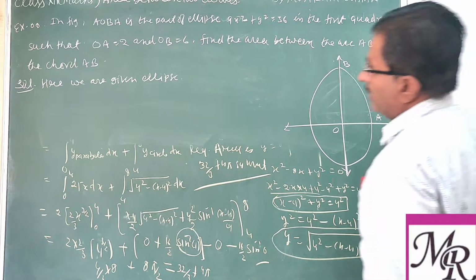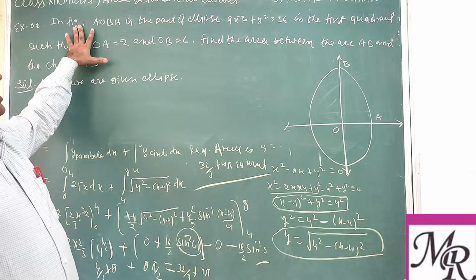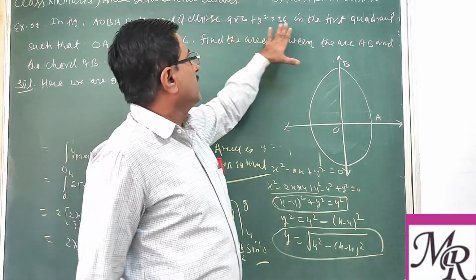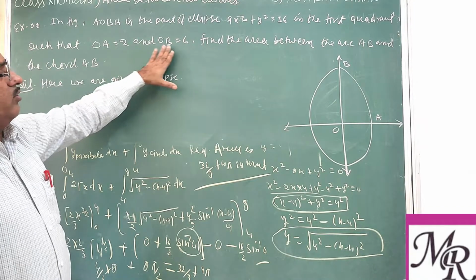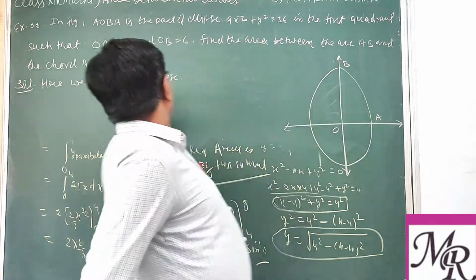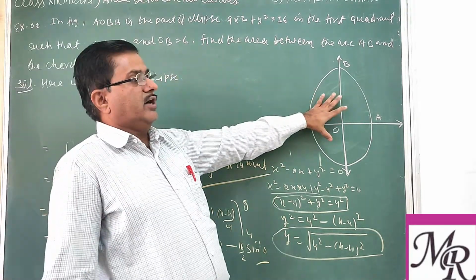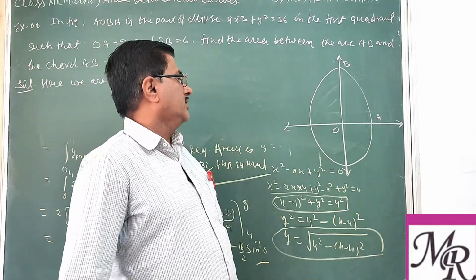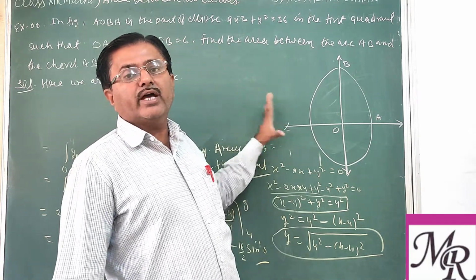So dear student, the next problem, what say? We are given a figure. AOB here is the part of the ellipse 9x square plus y square equal to 36 in the first quadrant. From that, OA equal to 2 and OB equal to 6. You have to find the area between the arc AB and the chord AB. So dear student, with the given figure, we can mark the required portion and find the required area. But we see the solution of this problem in the next video.